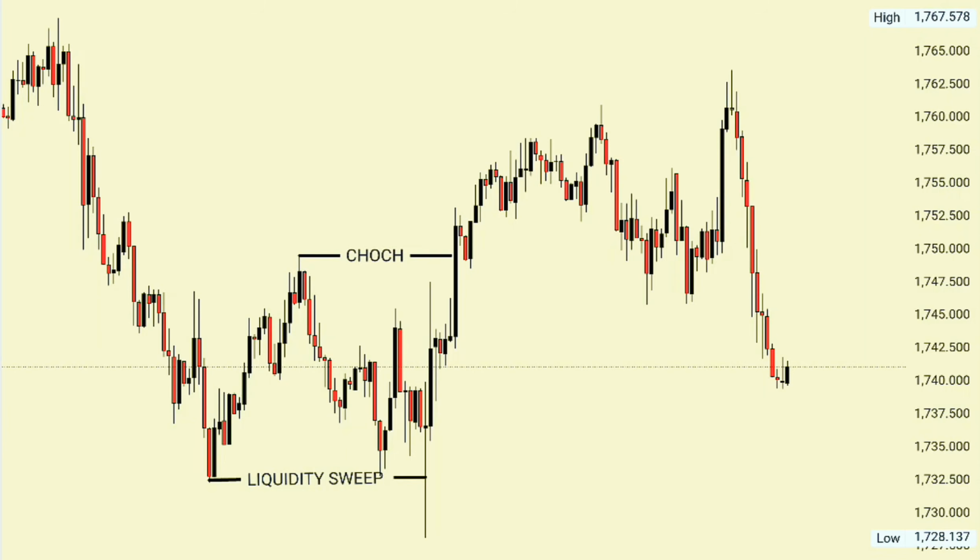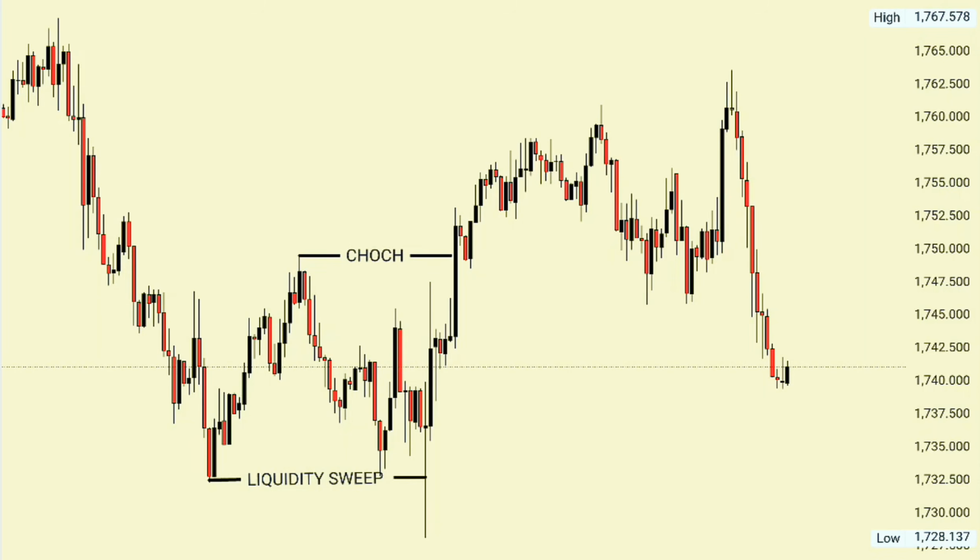Notice how price quickly reacts after sweeping these lows. The presence of long lower wicks and immediate rejection indicates that selling pressure was absorbed rather than continued. This behavior suggests that smart money was active in this zone, using the available liquidity to build buy positions at discounted prices. It is important to understand that a liquidity sweep by itself is not a trade entry signal.